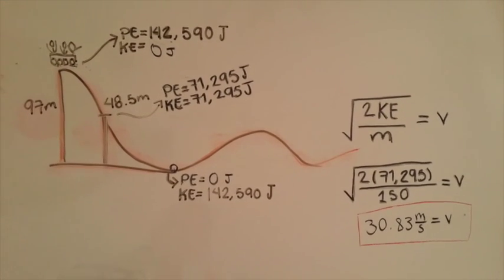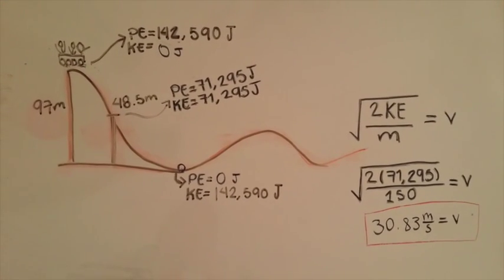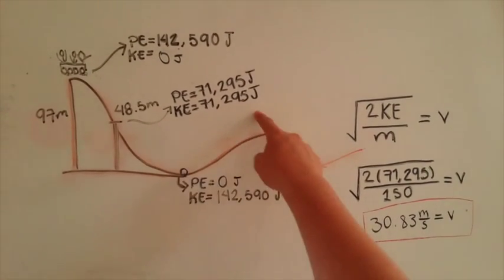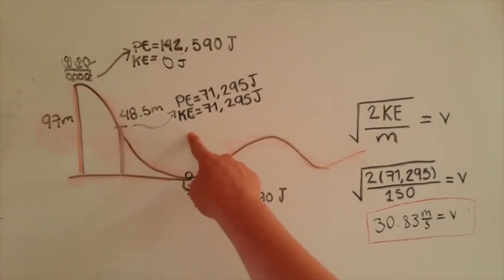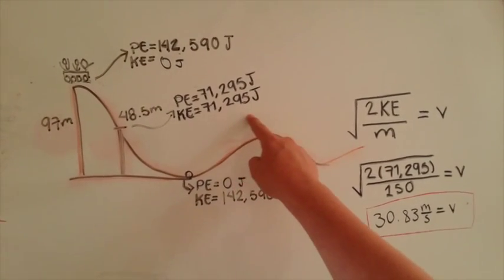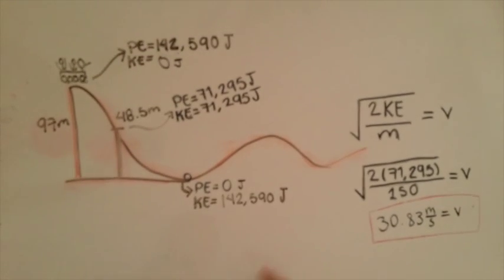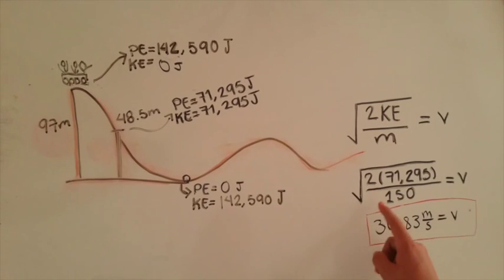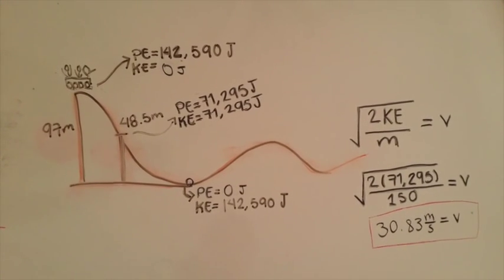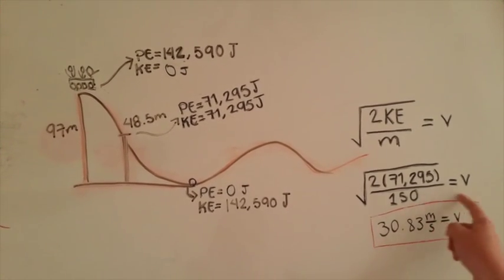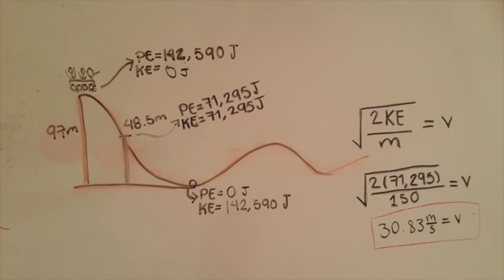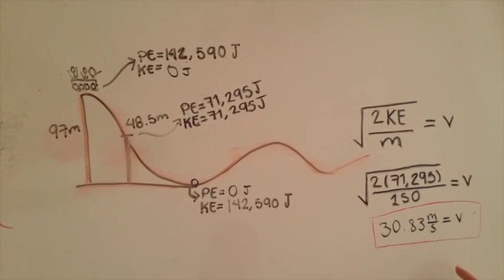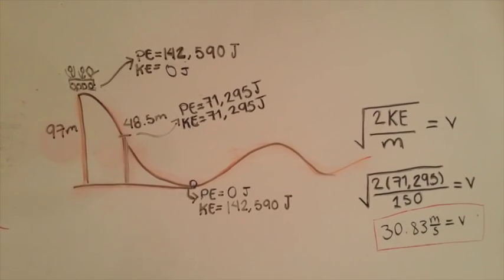In order to solve letter B, we have to use this equation, which says square root of 2 times kinetic energy divided by mass is equal to velocity. So we had to use our drawing to find the kinetic energy, which is 71,295 joules. So we just put it in the formula. So we got the square root of 2 times 71,295 divided by 150, which is the mass, is equal to velocity, and the result we got is 30.83 meters per second is equal to velocity in the middle of the track.